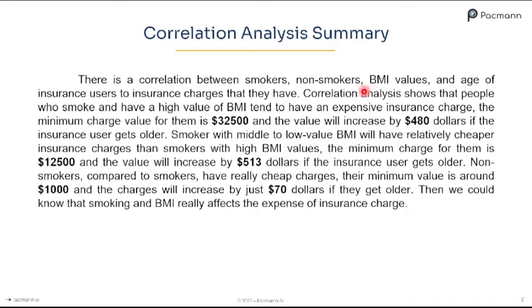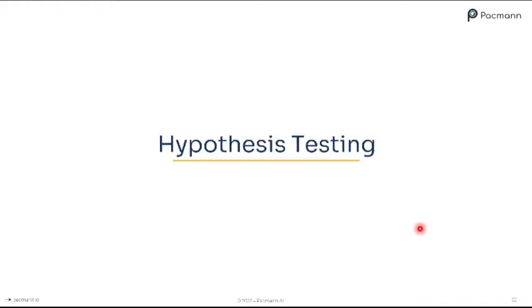Correlation analysis shows that people who smoke will have more expensive insurance charges compared to other insurance users. From this analysis, we know that smoking is a higher factor that makes charges expensive compared to BMI and age.